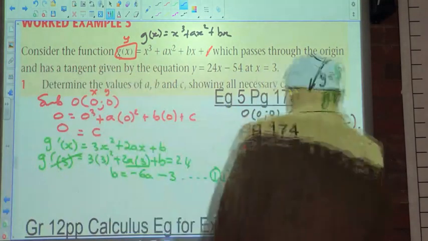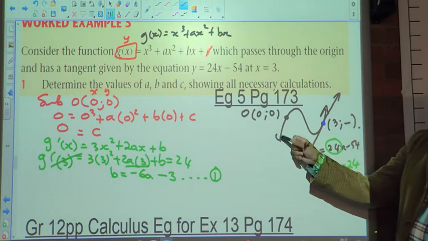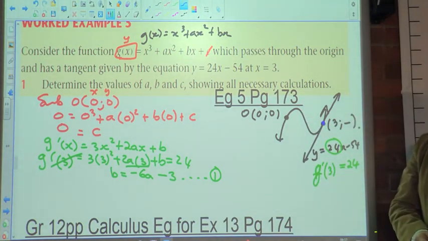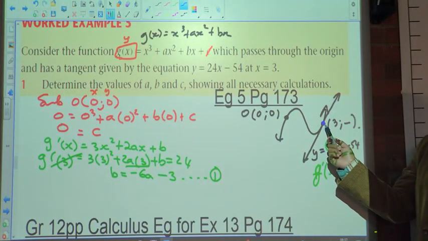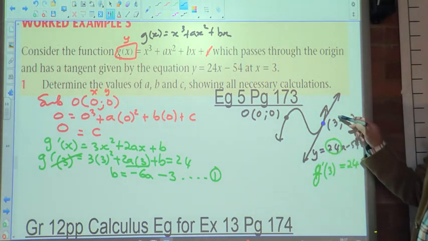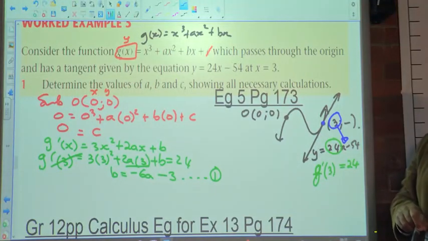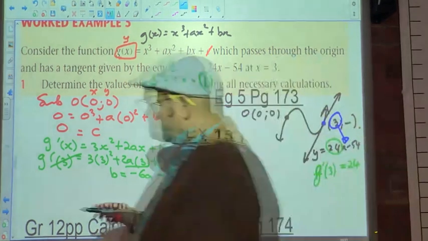But what is this point to us? This was the point of intersection. So what does that mean? That means to say that the cubic function is equal to the linear function, the tangent. Not so? Because that's the point of contact. So what I do is I substitute 3 into the tangent. By substituting 3 into the tangent, I get the corresponding y value. You guys understand?